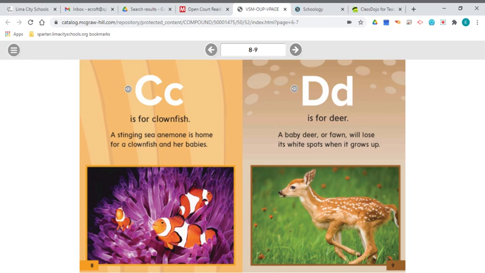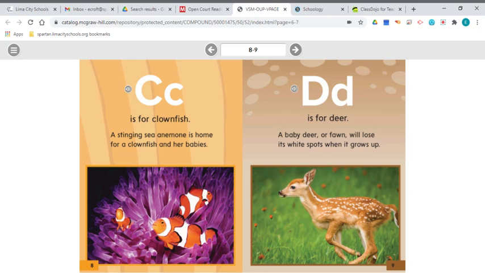Okay, this might be a good place to make a prediction. So far, each page has had an uppercase and a lowercase letter at the top of the page. And then the next thing that happens is it tells what animal starts with that letter. And I'm going to predict that this is going to be the pattern through the whole book because we're already at D and that pattern keeps continuing.